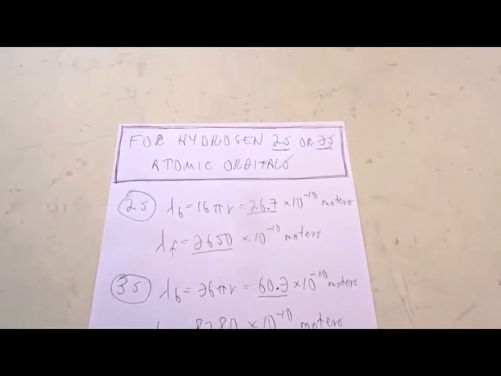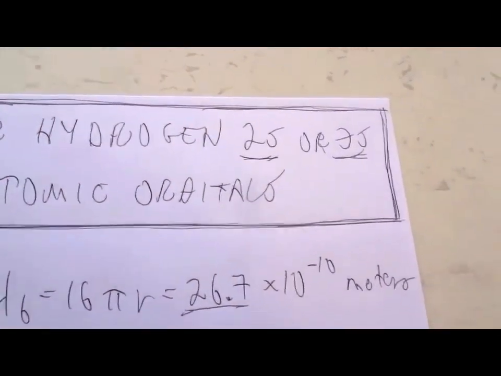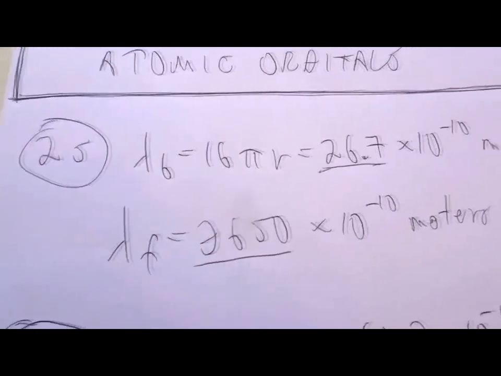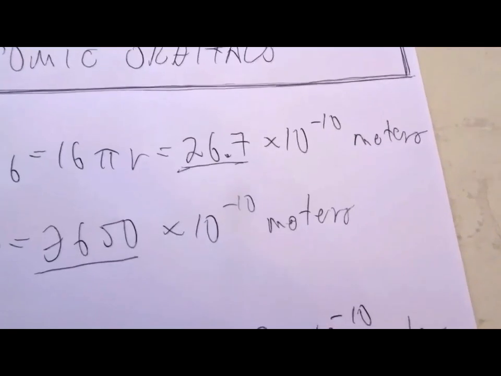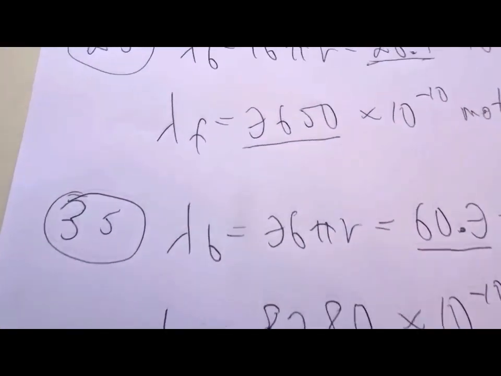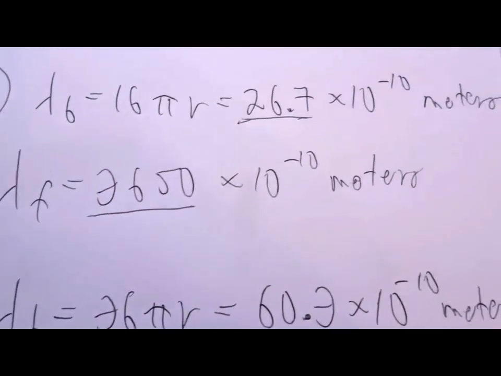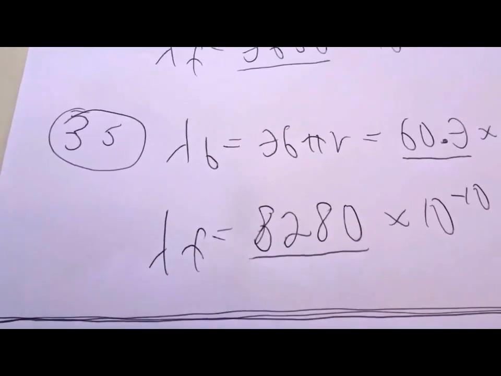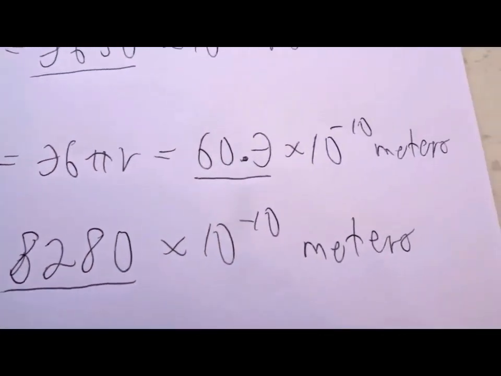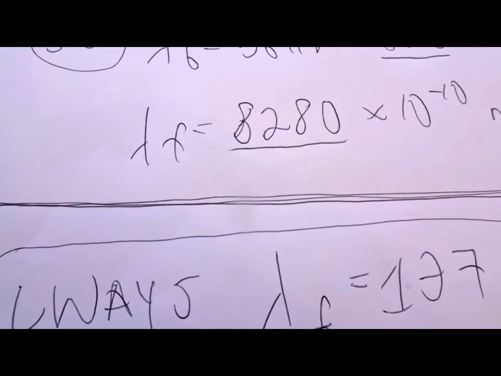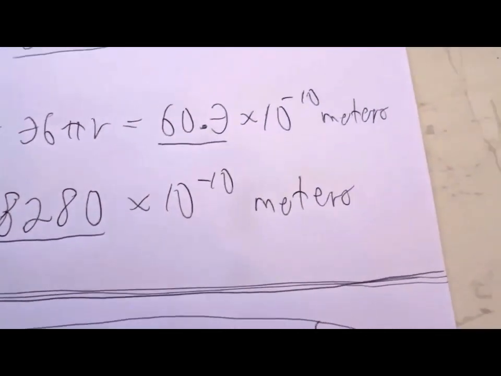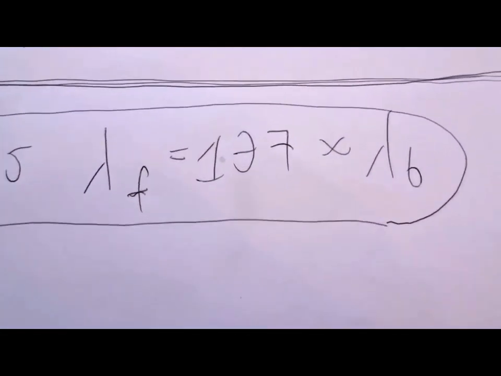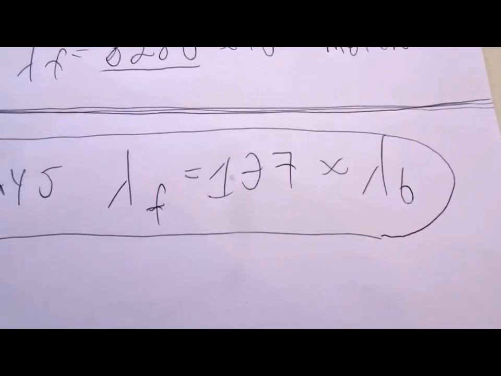If we continue to give specific examples for hydrogen 2s or 3s atomic orbitals, we see for 2s, the wavelength of the bound light is 16 pi r, or 26.7 times 10 to the minus 10 meters. The wavelength of the free light is 3650 times 10 to the minus 10 meters, which is 137 times longer. For 3s, the wavelength of the bound light is 36 pi r, 60.3 times 10 to the minus 10 meters. The wavelength of the free light is 8280 times 10 to the minus 10 meters, which is 137 times longer. So always, in general, lambda free equals 137 times lambda bound.